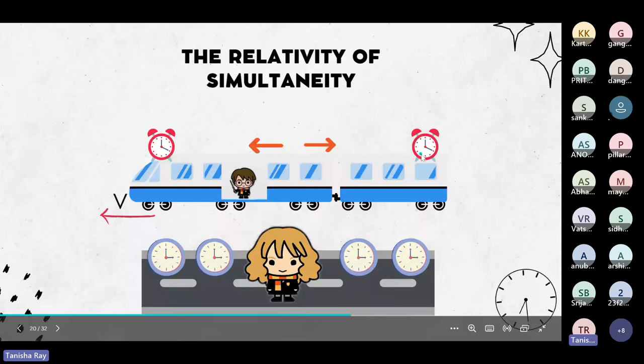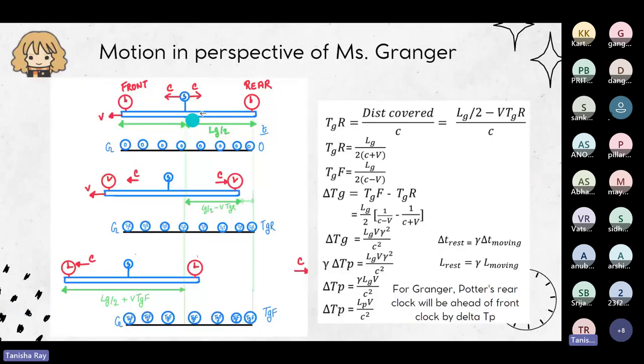This is because by the time the rays of light reach the front or the rear clock, the train would have moved by some distance. And because of this, the ray of light that is traveling back will have to cover a distance that is less than the ray of light that is traveling front. Since the train has moved forward, this ray has to cover a longer distance, while this ray has to cover a smaller distance.